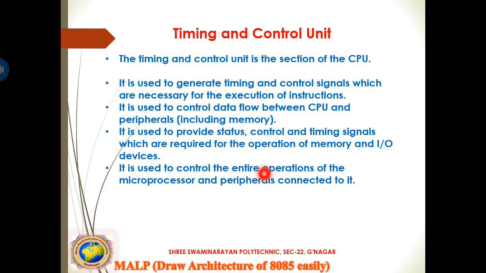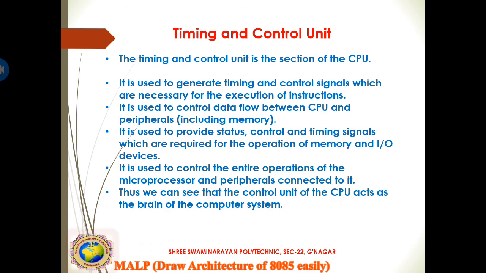It is used to control the entire operation of the microprocessor and peripherals connected to it. એની સાથે જોડાયેલા તમામ પેરિફરલ અને માઇક્રોપ્રોસેસરને ઓપરેશનમાં કંટ્રોલ માટે મદદરૂપ થાય છે. Thus we can see that the control unit of a CPU acts as the brain of the computer system. કોમ્પ્યુટર સિસ્ટમનું બ્રેન તરીકે કામ કરે છે timing and control unit.